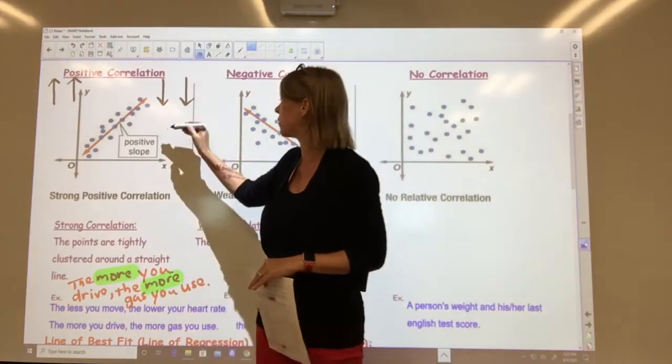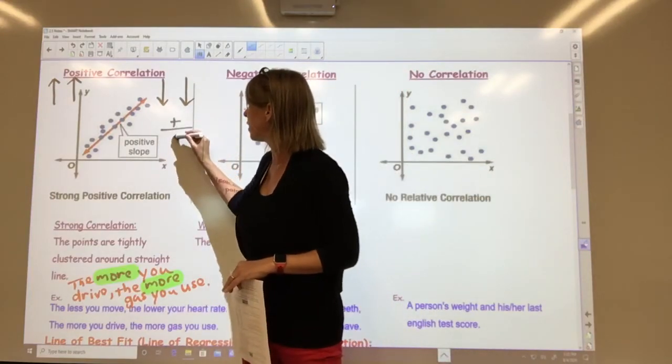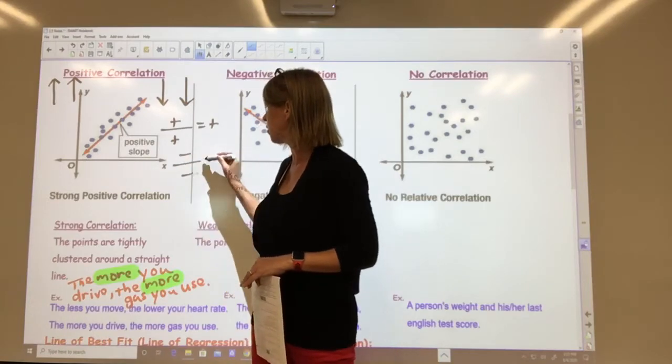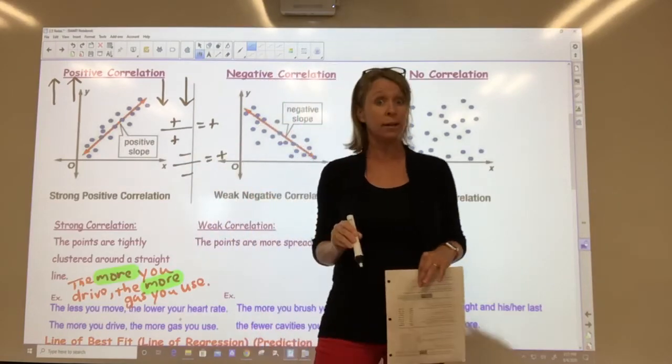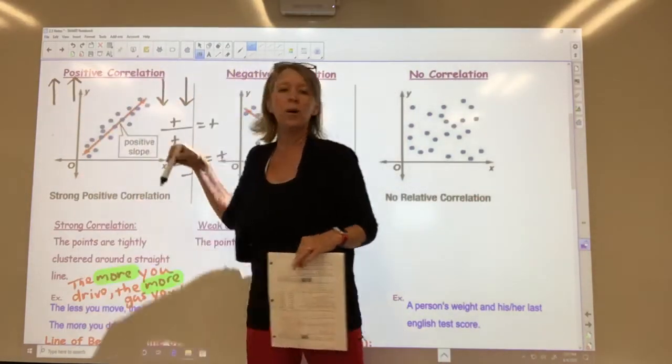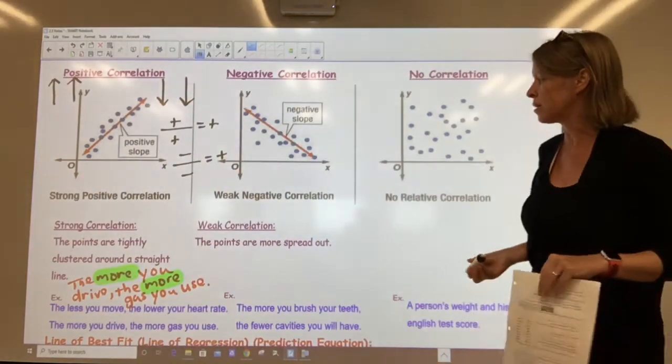I kind of remember it like this. When you learned about dividing two positives, that's a positive, but you also learned that when you divide two negatives, it's also a positive. So that's what we mean. If both variables are going in the same direction, we say it's a positive correlation.